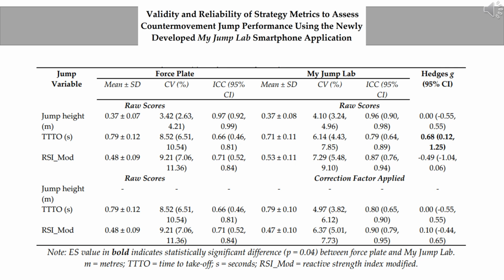So what we saw actually is that jump height was perfect. There was absolutely no difference. So this just reiterated what had already been done in Carlos's original 2015 validation study. Time to takeoff was quite different actually. If we look at our effect size scale, this is a moderate to large difference. We can see that on the force plate, time to takeoff on average was determined as just under 0.8 seconds, but in the app it determined contraction time or time to takeoff as considerably less time, 0.71 seconds.